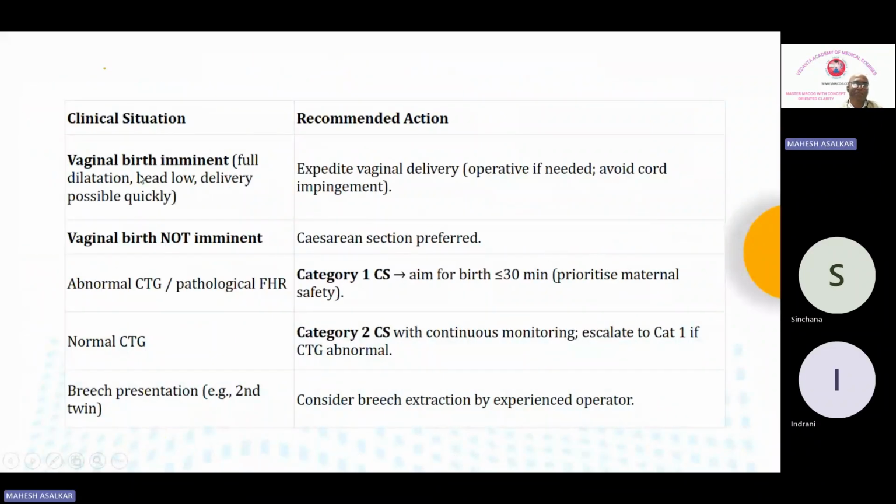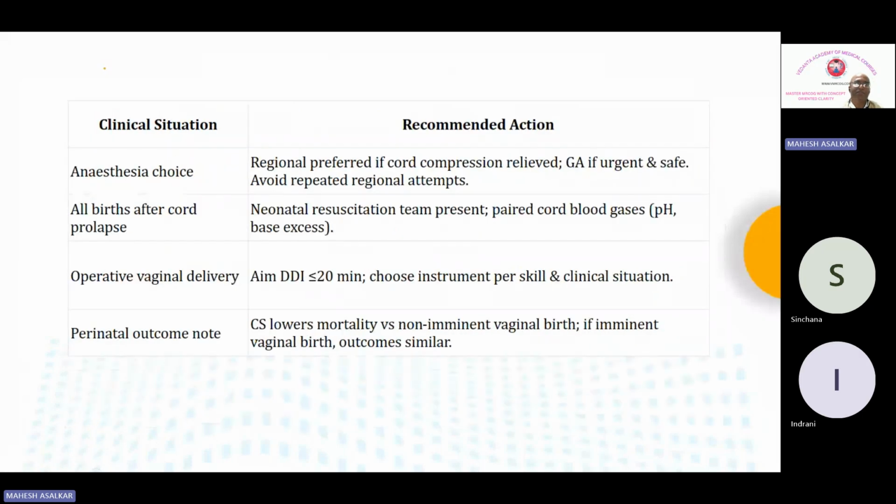So if vaginal birth is imminent, expedite vaginal delivery. If vaginal birth is not imminent, category 1 or category 2 cesarean section depending upon the fetal heart rate, and in breech presentation, breech extraction. So this is the key message. The anesthesia of choice is regional with an expert, provided the manual replacement is done. Otherwise, GA. Okay. For all births after cord prolapse, the neonatal resuscitation team is present, and this we have all seen.